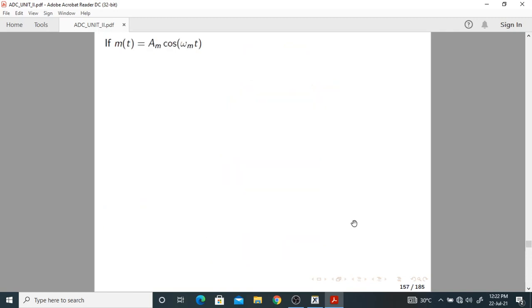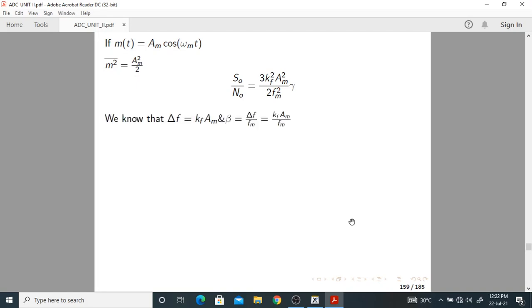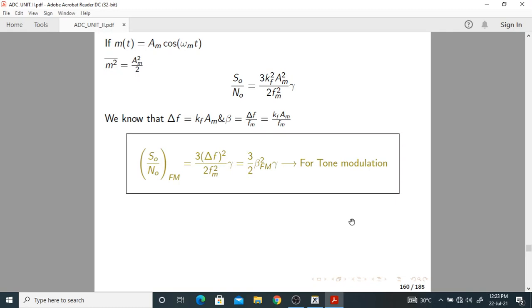So till now, we did not take m of t to be cos omega mt. So let us take single tone modulation. What is m square bar? Am square by 2, because m of t equals Am cos omega mt. What is S naught by N naught? 3 Kf square Am square by 2 Fm square into gamma. What is delta f? Kf Am. What is beta? Delta f by fm, that equals Kf Am by fm. That is 3 by 2 beta square into gamma. That is the output SNR for FM.